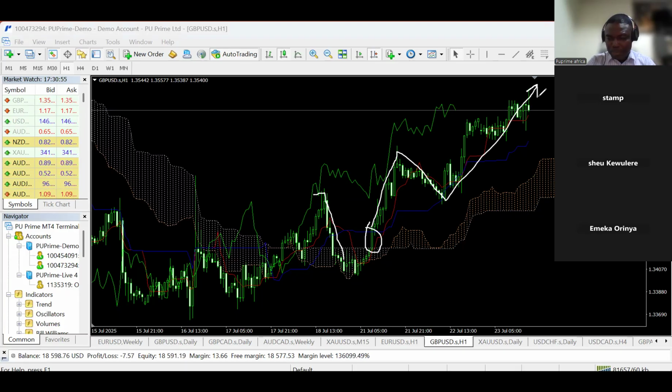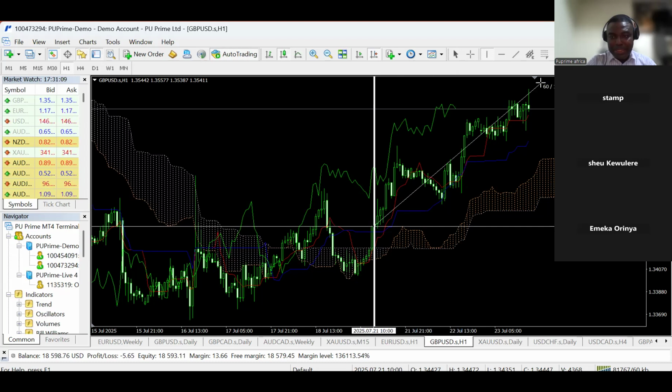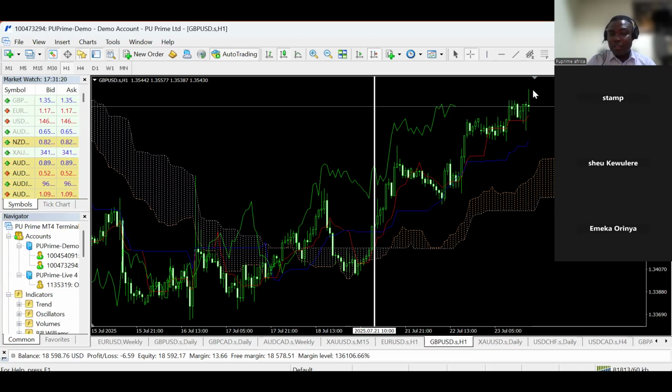Now, this happened, today is 23rd. This movement on GBP USD was between Monday and now. Between Monday and now, using the Ichimoku indicator, GBP USD has generated about 114 pips between Monday and this moment as we are speaking. 114 pips generated with GBP USD using this Ichimoku indicator.